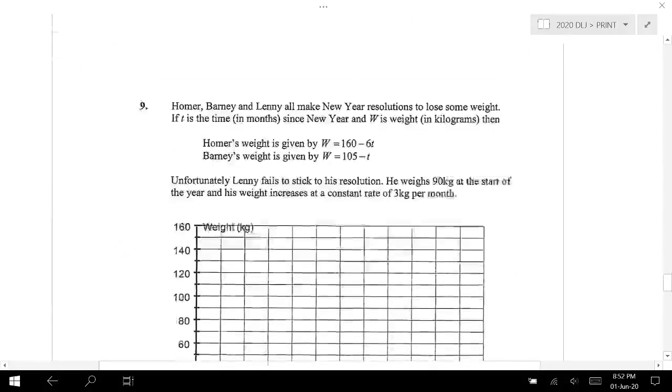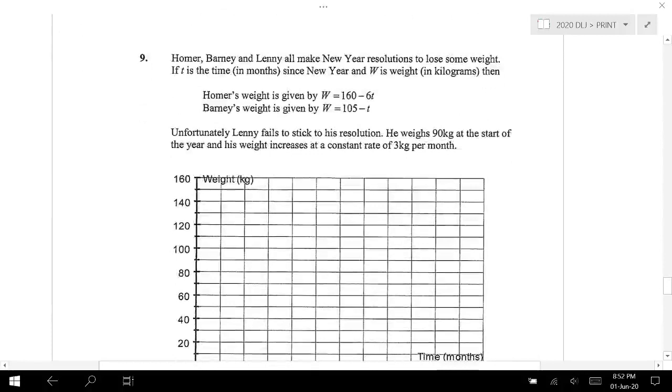Last question. Homer, Barney and Lenny all make New Year's resolutions to lose some weight. If T is the time in months since New Year and W is the weight in kilograms, then Homer's weight is given by W equals 160 minus 6T, and Barney's is 105 minus T. Unfortunately, Lenny fails to stick to the resolution. He weighs 90 kgs at the start of the year and his weight increases at a constant rate of 3 kgs per month.